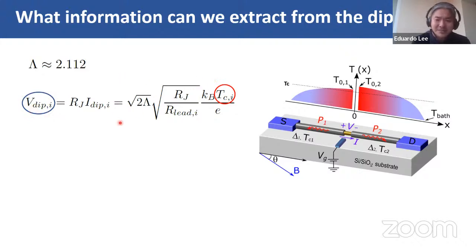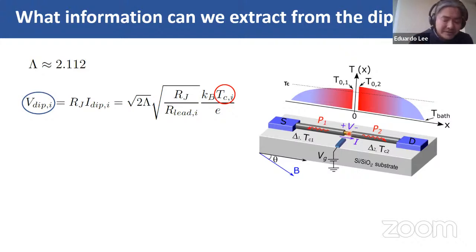And one gets a very simple relation, which is directly proportional to the critical temperature, as you can see here. And there are only very few other parameters that are of relevance. So let me just comment on these two here that are in this square root. Rj is actually the normal resistance of the junction, and this we can measure experimentally. And this R lead is actually the normal resistance of the leads, so the normal resistance of the superconductor here.